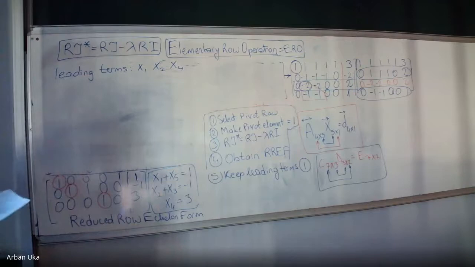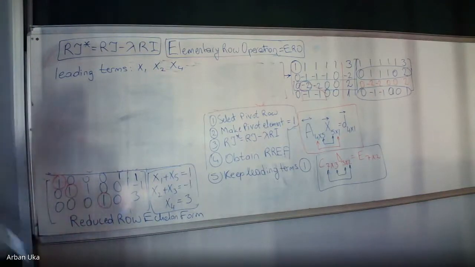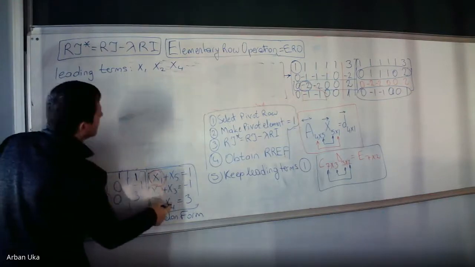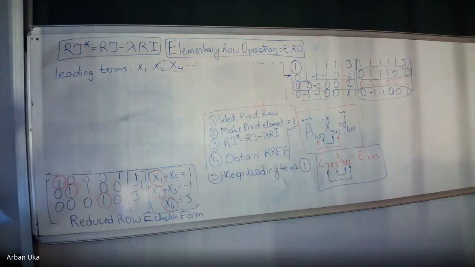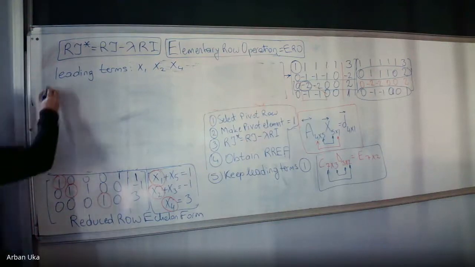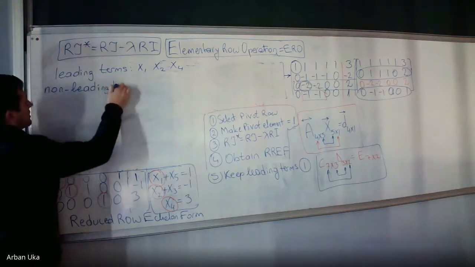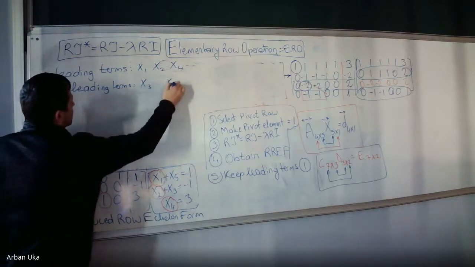Now, what are the non-leading terms? Can you determine which ones are the non-leading terms? x1, x2, and x4 are leading. But which ones are the non-leading terms? x3 and x5. Exactly. Okay, non-leading terms. These are x3 and x5.